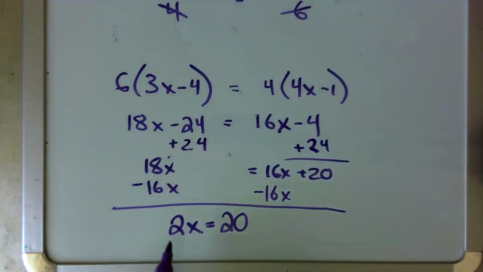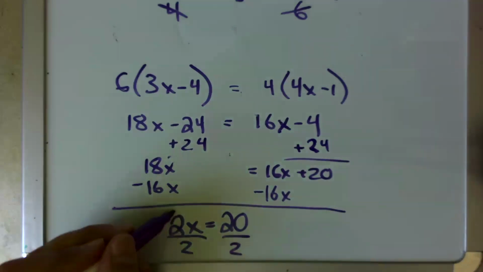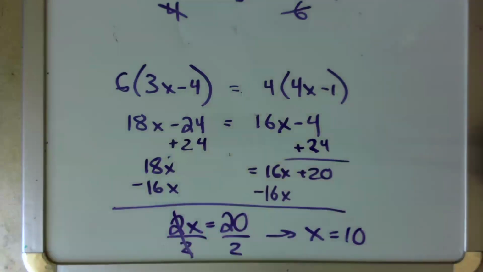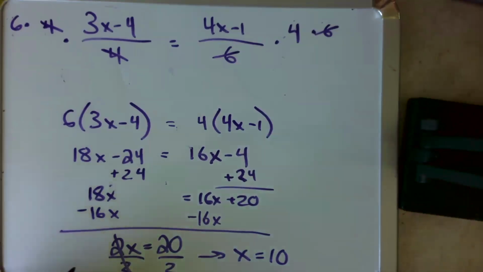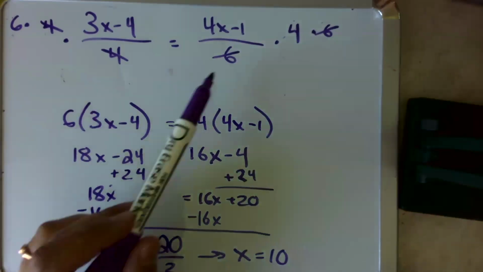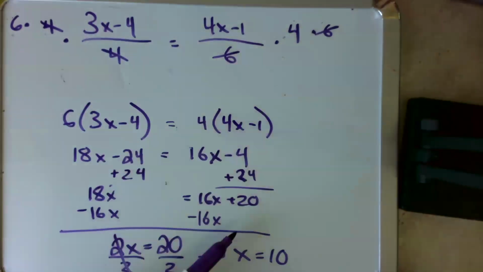And now my final step, if I want to solve for x, I want to get rid of this 2. The 2 is multiplying it. So inverse operations means I divide both sides by 2, leaving me with x equals 10. And that's how I use cross multiplication to go from my original equation to solving for x equals 10.